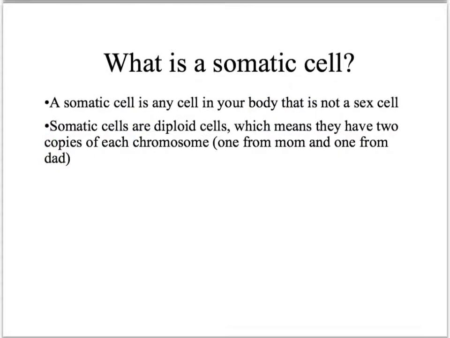The other important thing we need to remember is the term somatic cell. A somatic cell is any cell in your body that's not a sex cell. Somatic cells are diploid, which means they have 2 copies of each chromosome, one that you get from your mom and one from your dad. In mitosis, which we're about to talk about, somatic cells get made. We'll also talk about meiosis that makes sex cells.